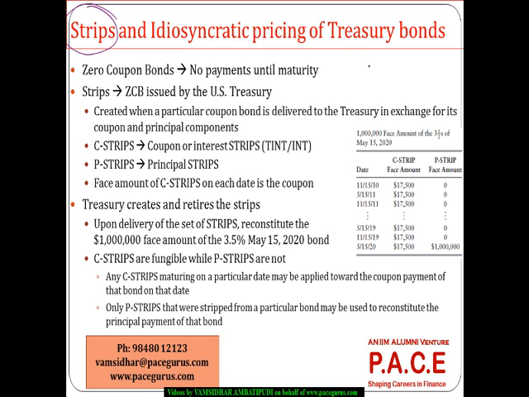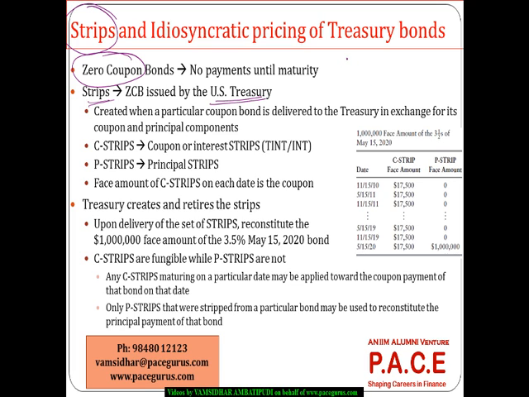Till now, we have been discussing coupon based bonds, wherein a fixed coupon is paid at regular intervals of time, and a face value is paid on maturity. But when I bring in zero coupon bonds, there is no payment until the maturity date. And generally, the zero coupon bonds which are issued by the US Treasury, we call them strips. And any coupon based bond can be converted into strips.